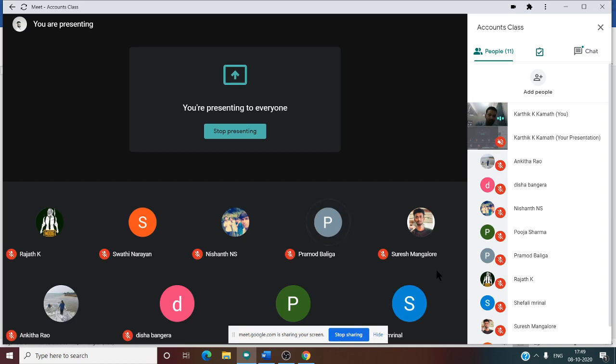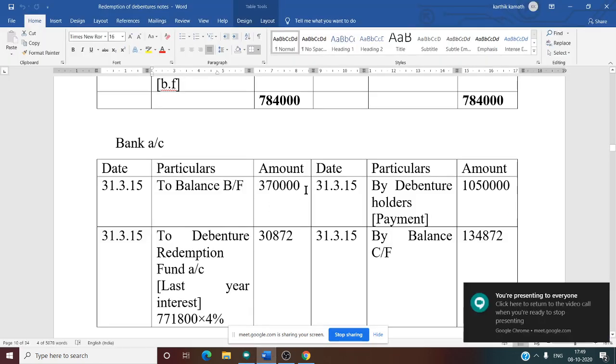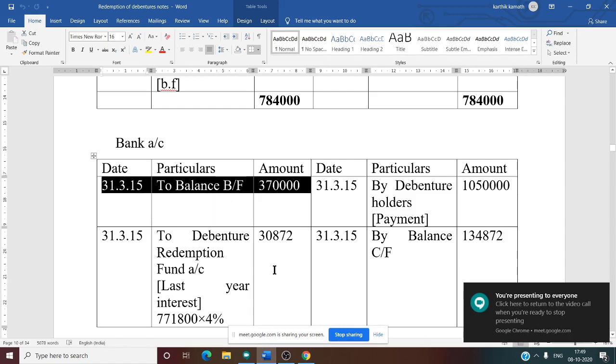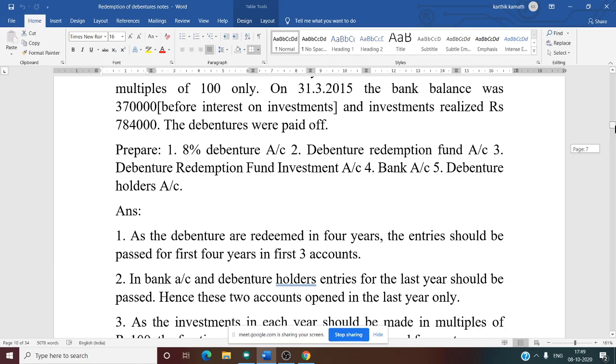Debit balance. Yes, correct. So that is why now we need to start from the debit side in the bank account. Now you see, bank account debit side, balance brought forward. How did we get this balance brought forward? This amount is directly given in the question.